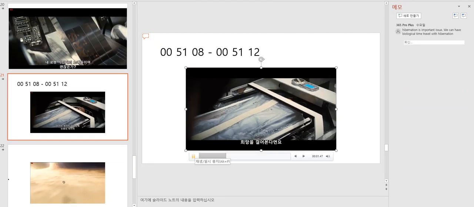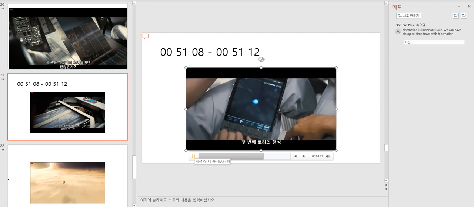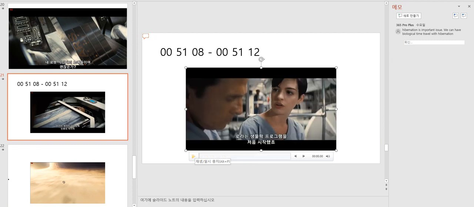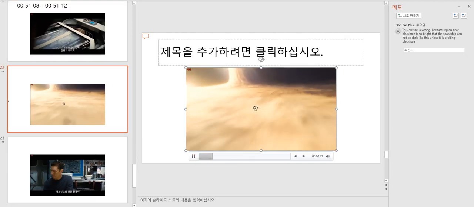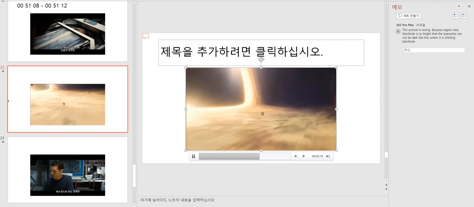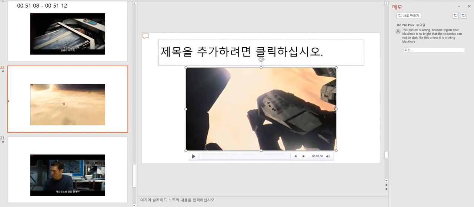Laura Miller's planet is first. Laura started. Hibernation is an important issue. We can't have biological time travel with hibernation. This picture is wrong, because the region near a black hole is so bright that the spaceship cannot be dark like this unless it is orbiting the black hole.